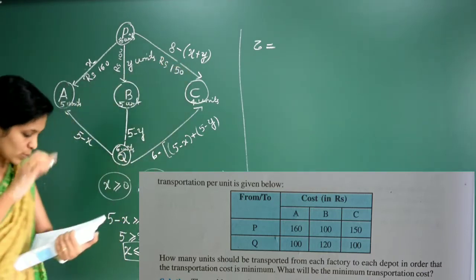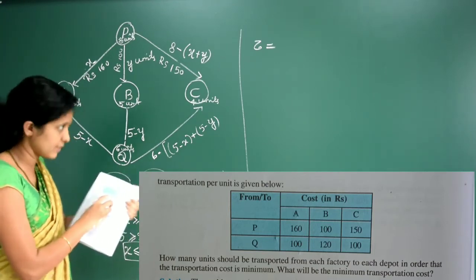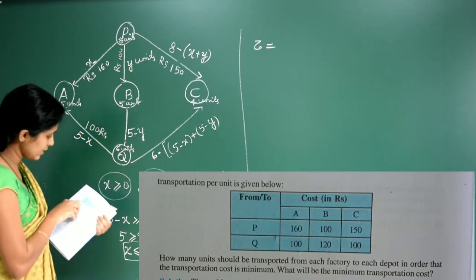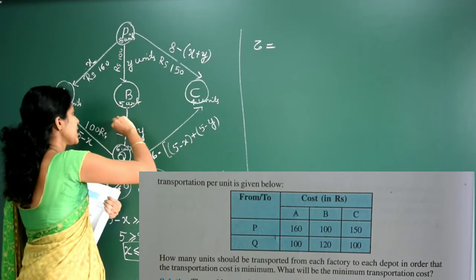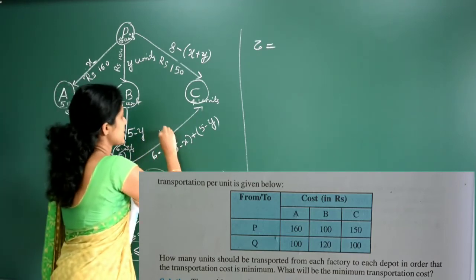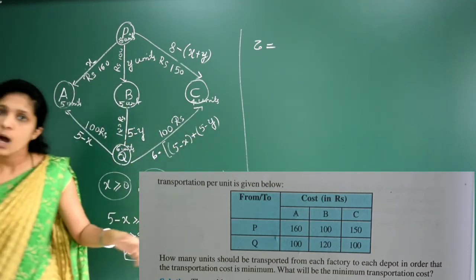Okay. Next, what is given? From Q to A it is 100, so this will be 100 rupees for Q to A. Then from Q to B it is 120, so this is 120 rupees. Now from Q to C it is 100 rupees. Is it clear? So by using this you have to find the objective function.